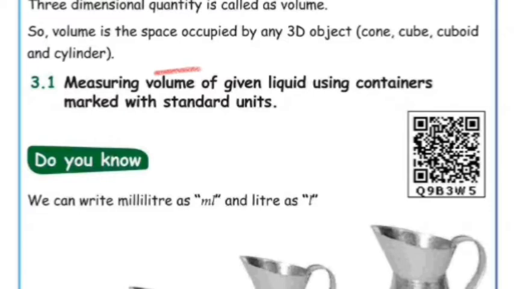Now, measuring volume of given liquid. Volume means what? What is the definition of volume? The capacity of holding liquid amount. Okay, the capacity of holding liquid, which is known as volume. So how are we measuring volume? We are measuring volume of given liquid using containers marked by standard units.